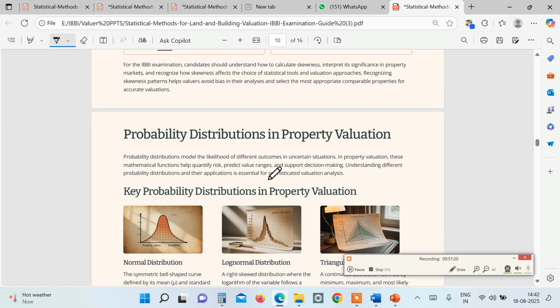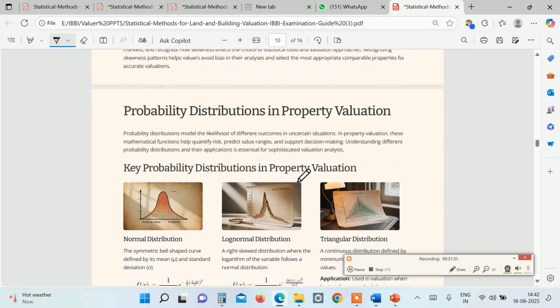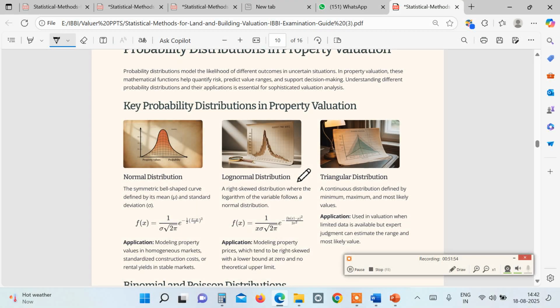Next is probability distribution in property valuation. Probability distribution models the likelihood of different outcomes in uncertain situations. In property valuation, these mathematical functions help quantify risk, predict value ranges, and support decision making. Understanding different probability distributions and their application is essential for sophisticated valuation analysis. There are three types of probability distribution in property valuation: the normal distribution, the log normal distribution, and the triangular distribution.